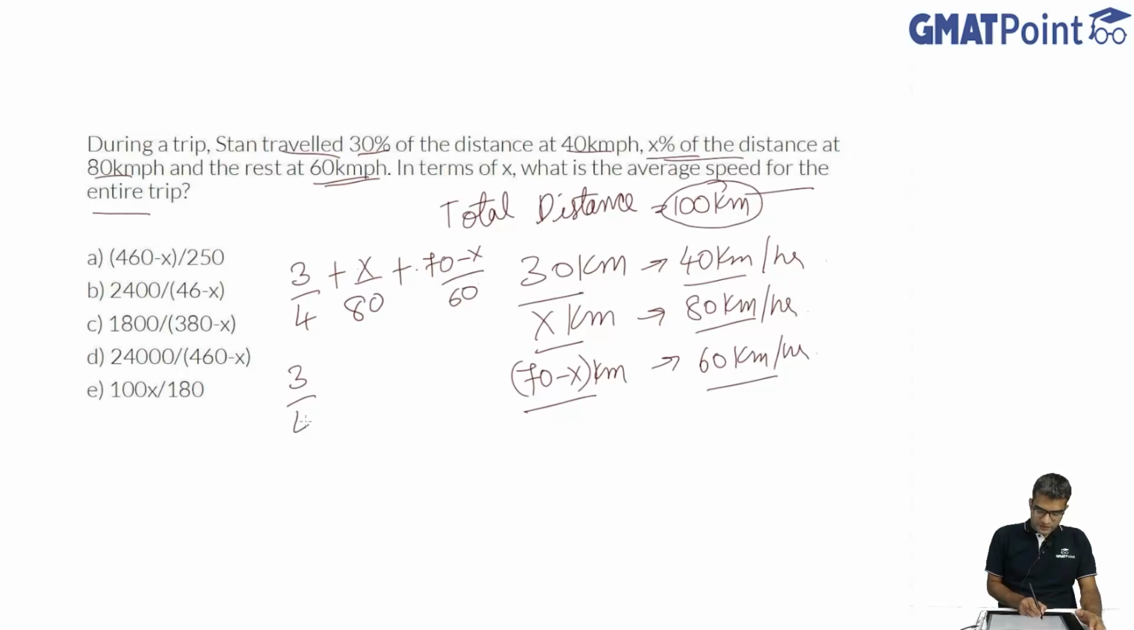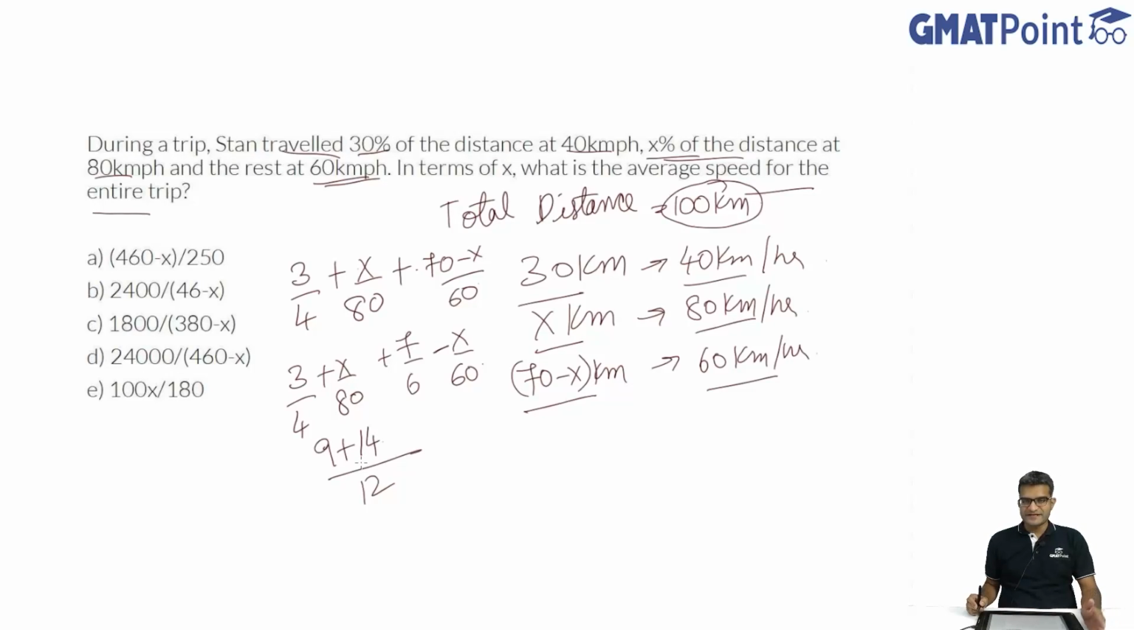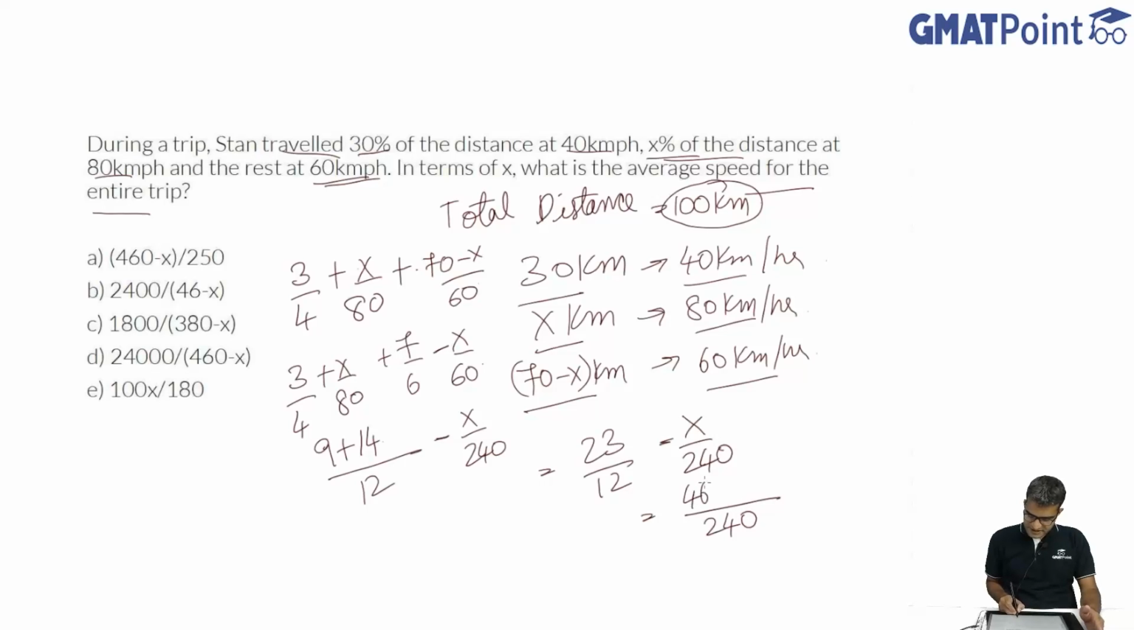This will be 3 by 4 plus X divided by 80 plus 70 by 60, which is 7 by 6, minus X by 60. 3 by 4 plus 7 by 6, the common denominator will be 12. This is 9 plus 14. X by 80 minus X by 60 is minus X by 240. So the total time that he took will be 23 divided by 12 minus X by 240, which is equal to (460 minus X) by 240. This is the total time that he took.